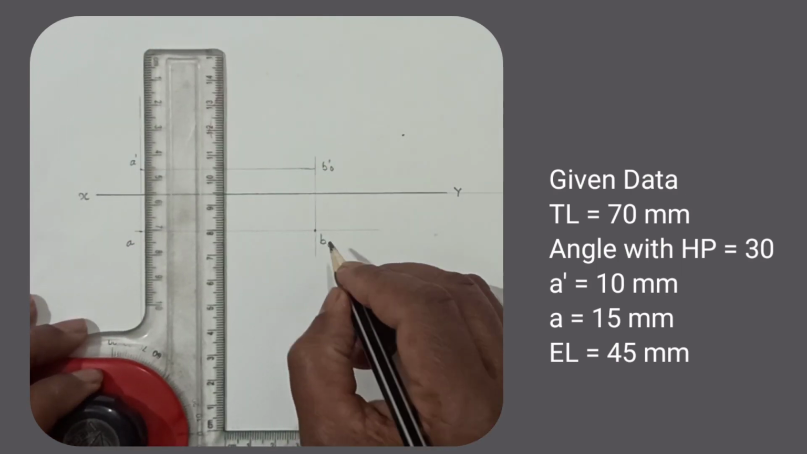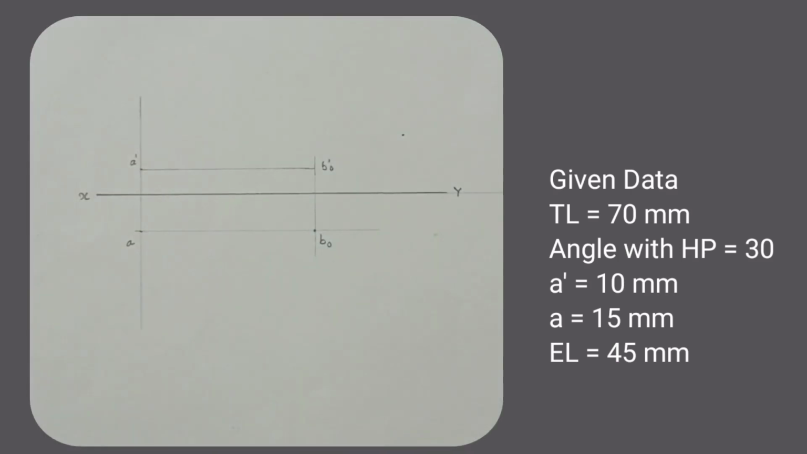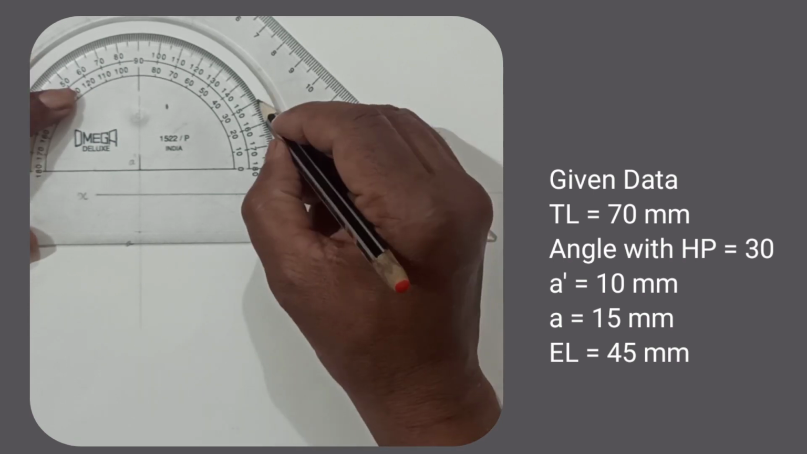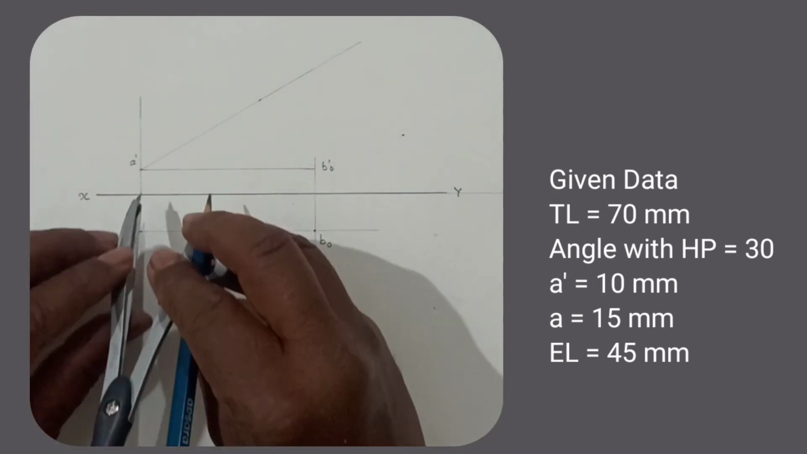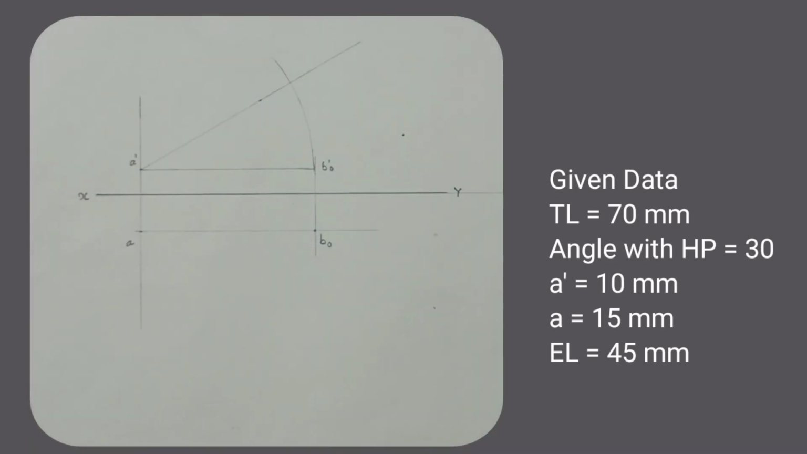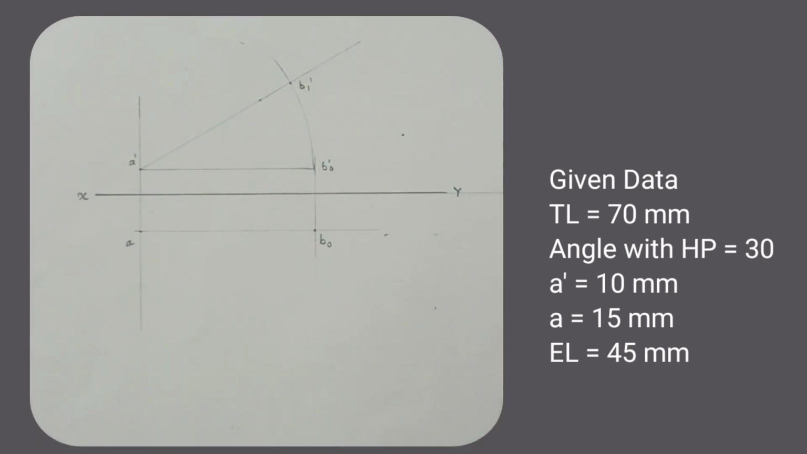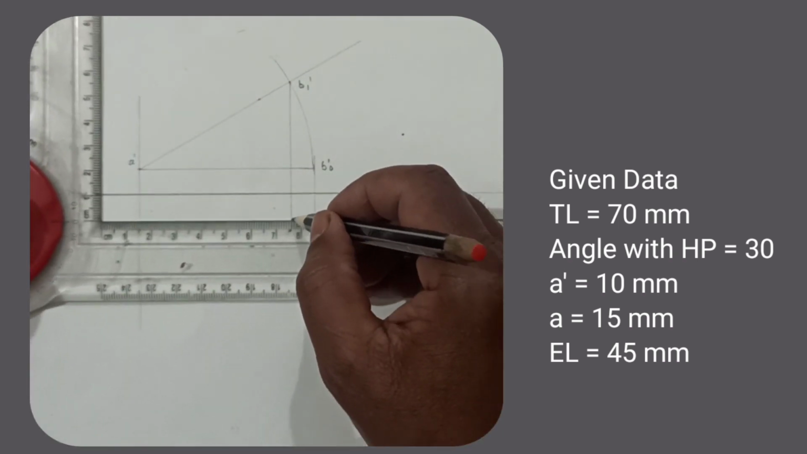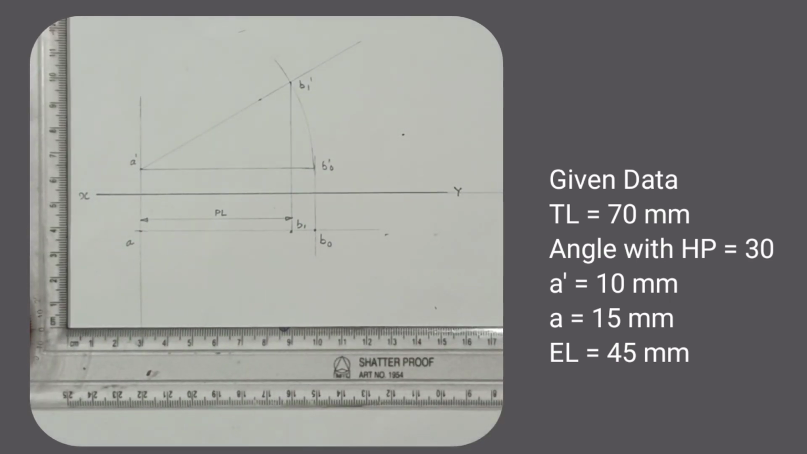So draw the front view and top view by initially assuming that the line is parallel to both planes. Draw the front view A'B0' and AB0 by marking the distances of A' and A. Set an angle of 30 degrees with HP, that is the true angle theta, and on this draw the front view by assuming that the line is inclined to HP and parallel to VP. Draw its corresponding top view, that is the plan length.